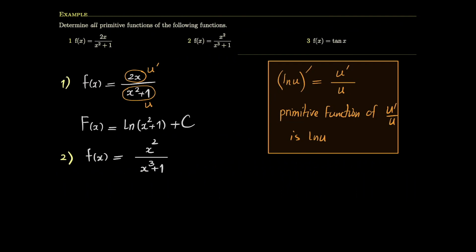What is its derivative? 3x squared. But what do I have in the numerator? X squared. Either you should give up or you need to find a way. So do you have any suggestion here? Maybe you could multiply by 3 over 3.